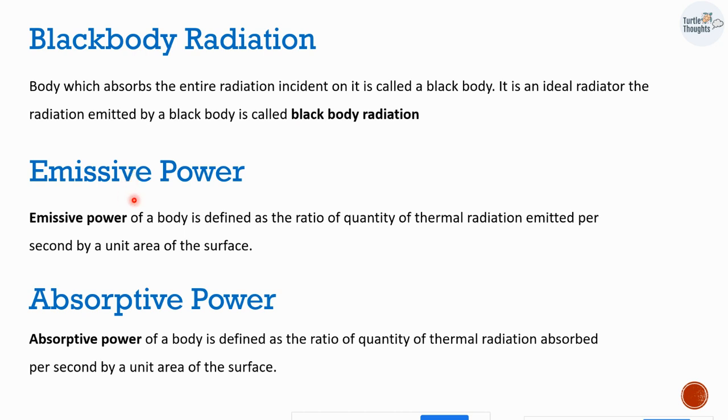Emissive power. Emissive power of a body is defined as the ratio of quantity of thermal radiation emitted per second per unit area of the surface. Absorptive power is defined as the ratio of quantity of thermal radiation absorbed per second per unit area of the surface. The definitions of emissive power and absorptive power are alike. The only thing you have to replace is emitted with absorbed.